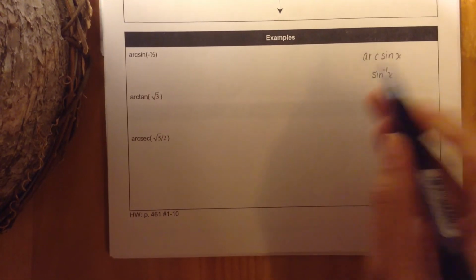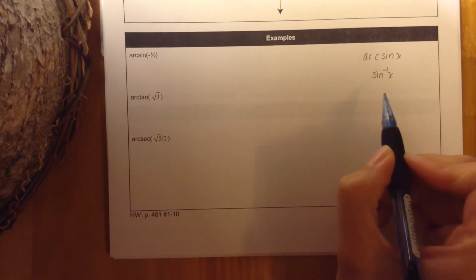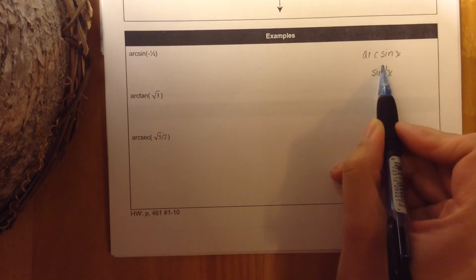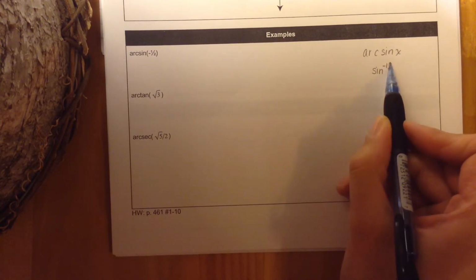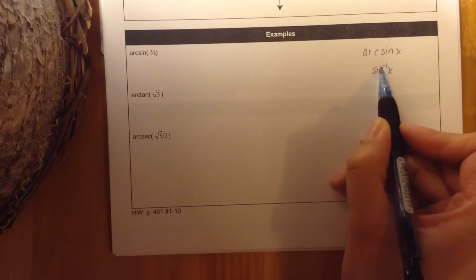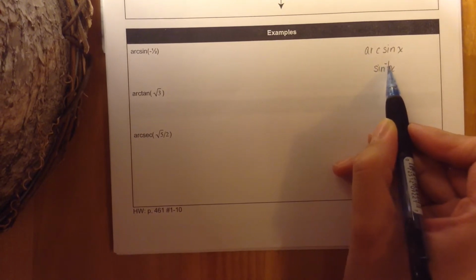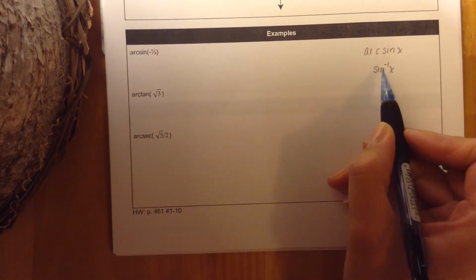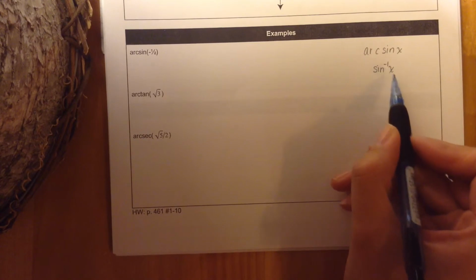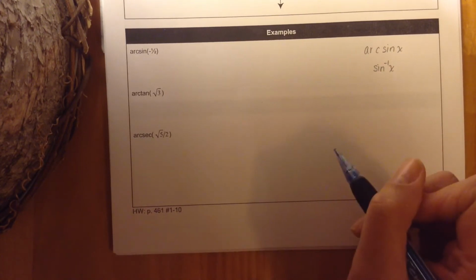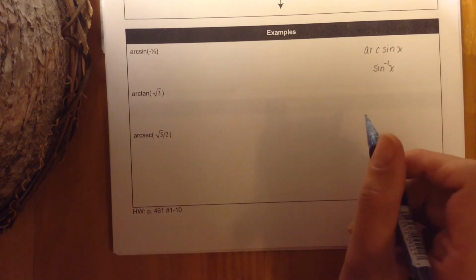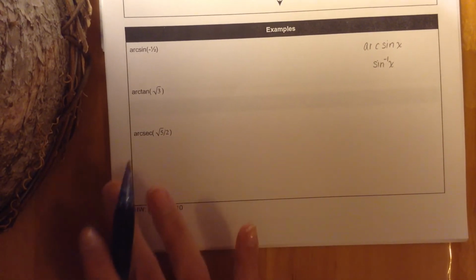Why do you think we would have another way of saying that? What do you think people think about this as? A power. And when I think of powers, I don't think of the trig inverse rules. I think of power rule for derivatives, but it really represents something different. So we need to think about sine.